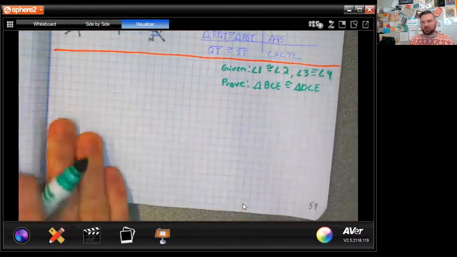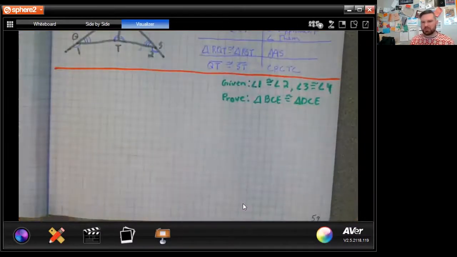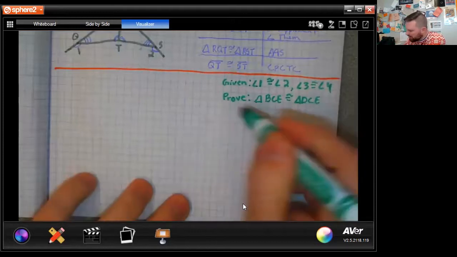Okay, first here, just by looking at this, you may think we don't need CPCTC, but we can use it to help us prove. And once you see the picture, you'll kind of understand how that's going to work.